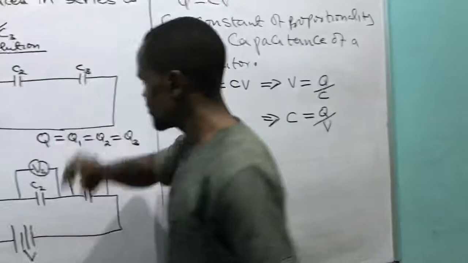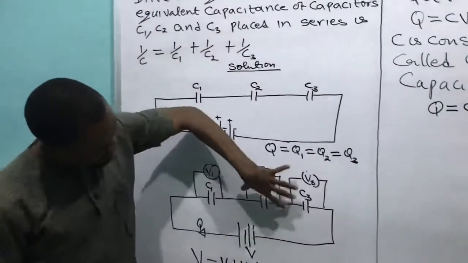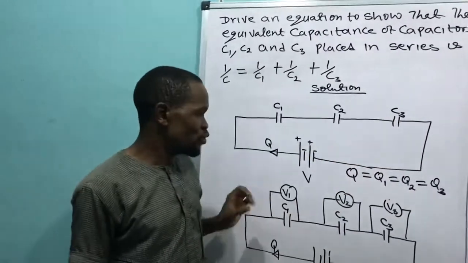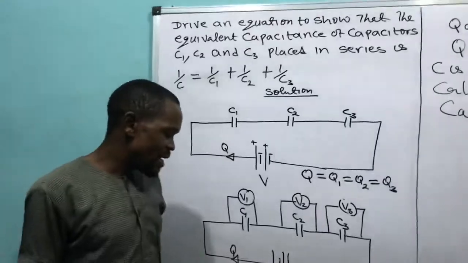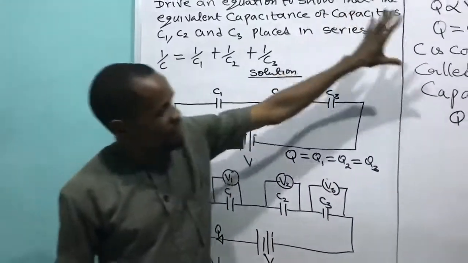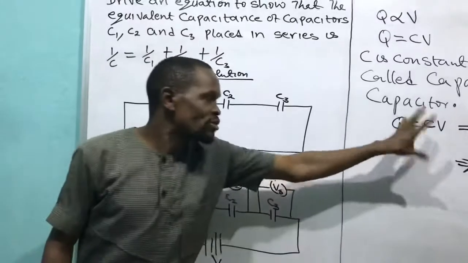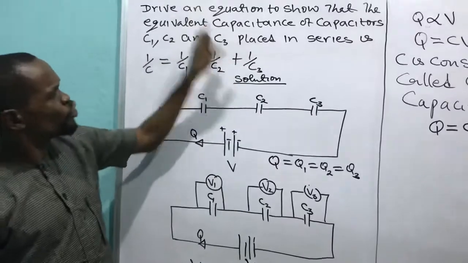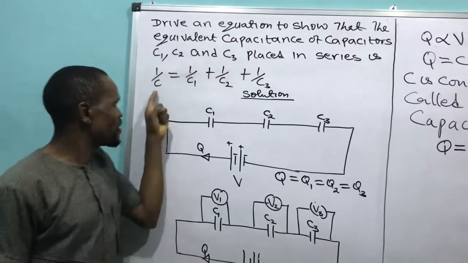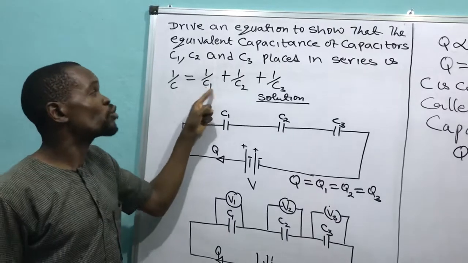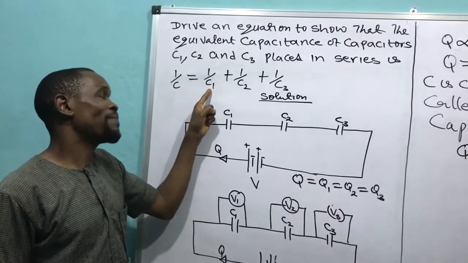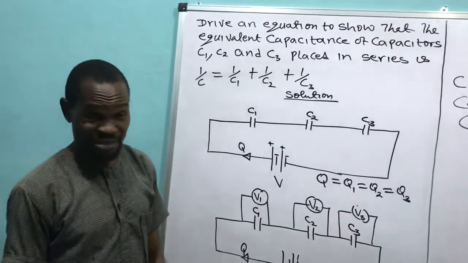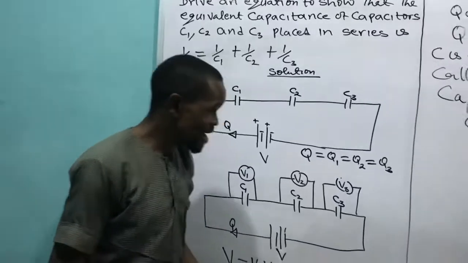Right now, we have known the characteristics and the features of a capacitor connected in series, which we said the same charge flows through them and the voltage drop across them are different. We have known what we mean by capacitance of a capacitor. Then now let us prove what they said we should prove. They said we should show that the capacitance of a capacitor is equal to 1 over capacitance 1, plus 1 over capacitance 2, plus 1 over capacitance 3. That's what they're asking us over here. Then now let us show that.